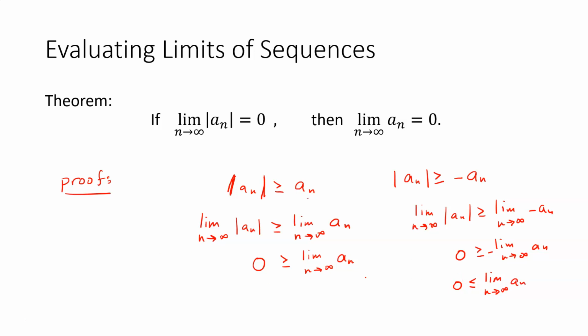So in this case, we've shown two things. We've shown that the limit as n goes to infinity of an has to be either less than or equal to 0, but also greater than or equal to 0. So if both of these things are true, then it must mean that the limit is equal to 0. Okay. So since both of these facts are true, we can essentially argue that if the absolute value goes to 0, then the sequence itself goes to 0.